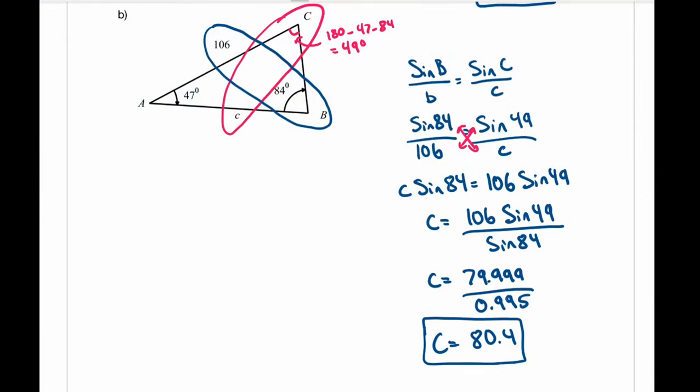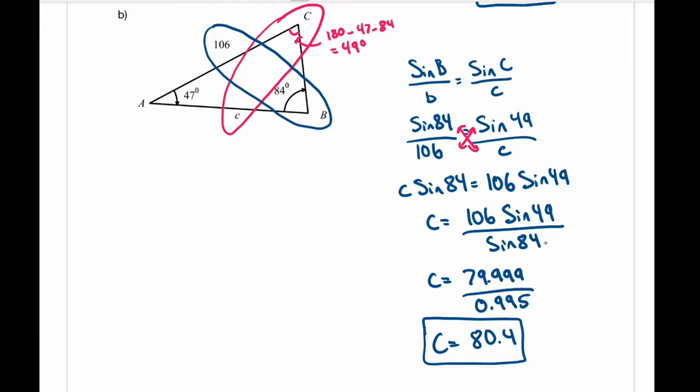So coming back to our solution, again, sine B over little b equals sine C over little c. That should be the sine law that we're using because we're dealing with these two pairs, or the ratio of these angles and sides. Fill in using our given information, cross multiply to get rid of our fractions, and then we solve for C. We should get then C equals 106 times sine 49 divided by sine 84.